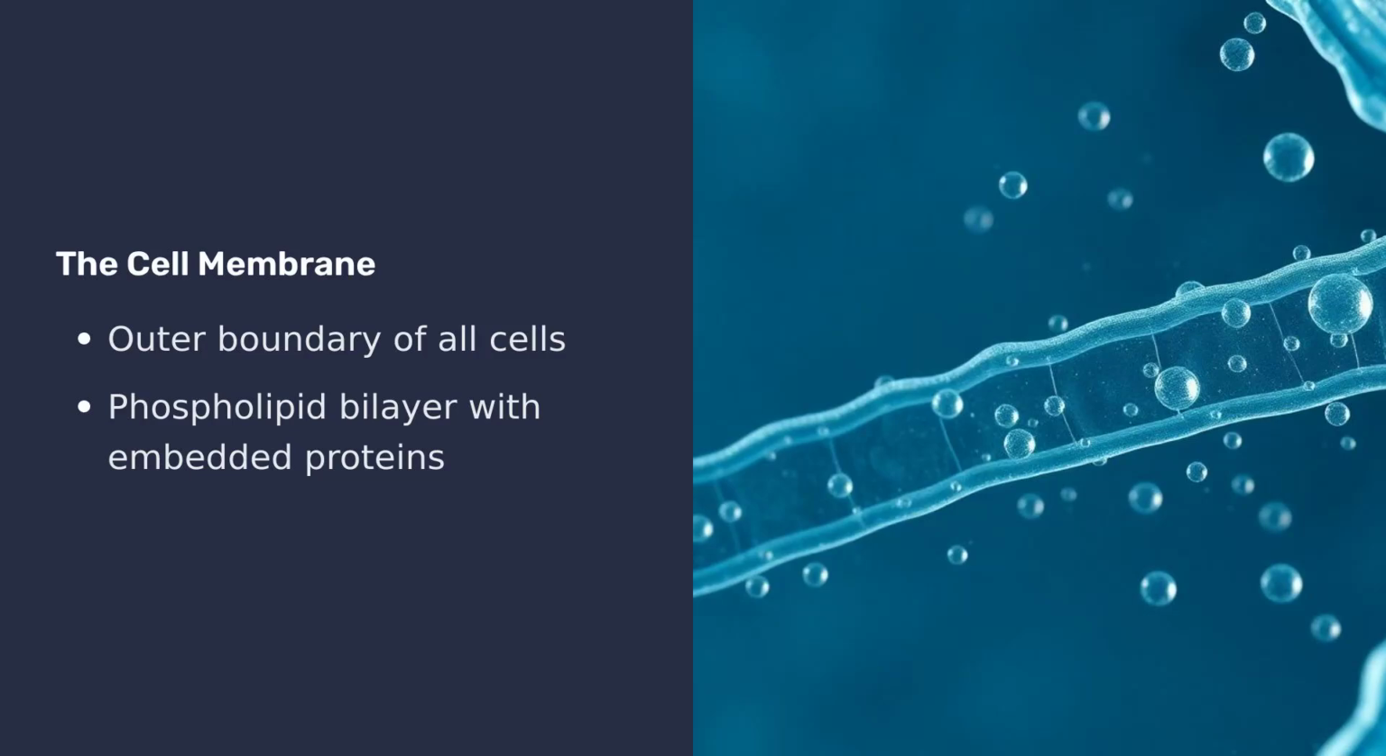First, let's discuss the cell membrane, also known as the plasma membrane. This is the outer boundary that encapsulates every single cell, whether it's a simple bacterium or a complex human cell. It's primarily composed of a phospholipid bilayer, a flexible double layer of lipid molecules, with various proteins embedded within it. This structure gives it both fluidity and strength.